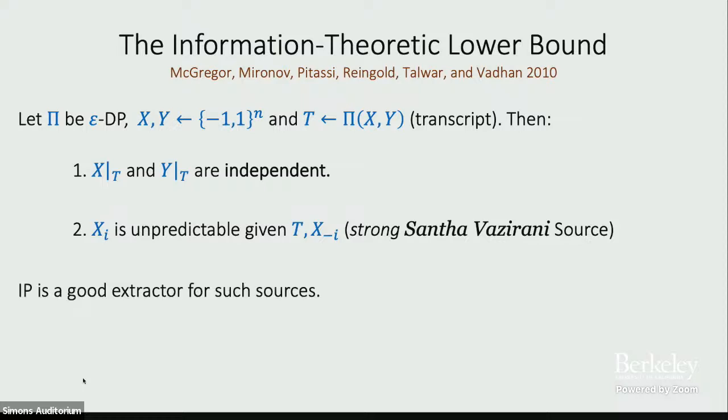And it turns out that the inner product is a good extractor for such sources. So if we take two independent strong Santa-Vazirani sources and take the value of the inner product modulo square root of n, we get a uniform output. But if the transcript contains an accurate estimation of the inner product, then the inner product of X and Y given T should not be random. It should be around the estimation. So this means that any epsilon differentially private protocol for the inner product has noise at least square root of n.